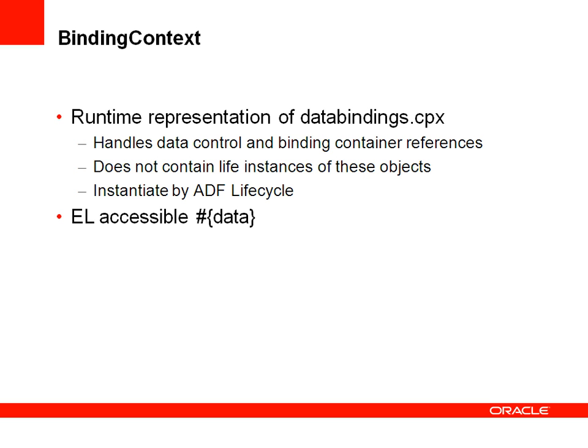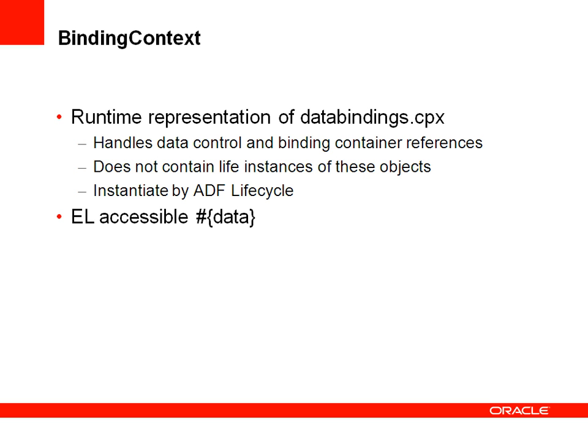Another piece of information exposed by that object is the data control. So you can look up data controls, you can access data controls, you can manipulate data controls. This is what you can do through the binding context. For expression language, the binding context is accessible through the dash data.